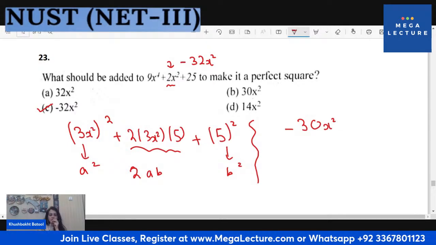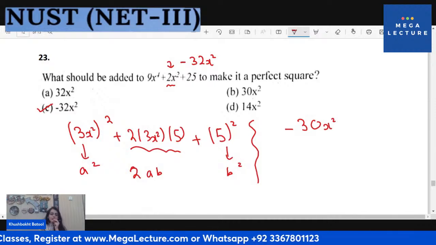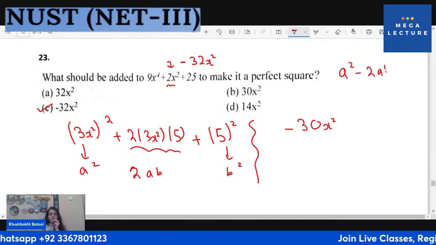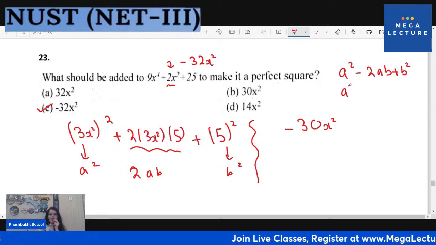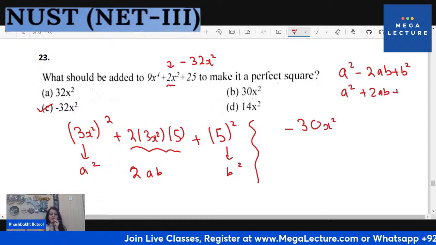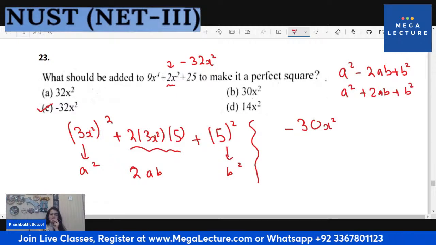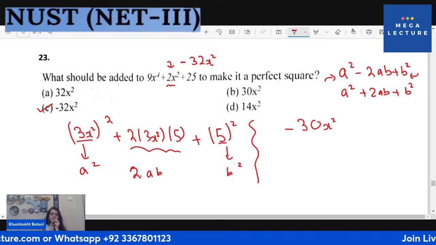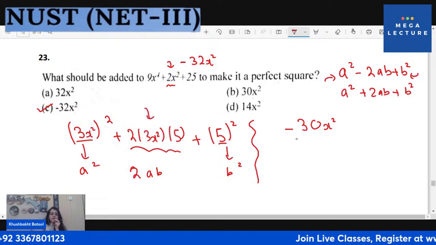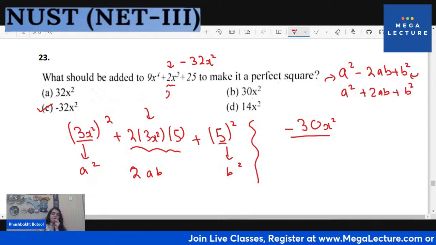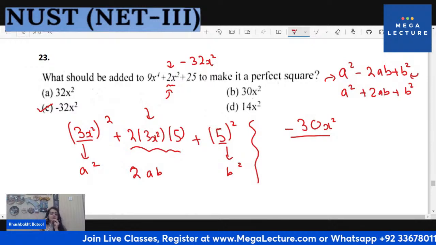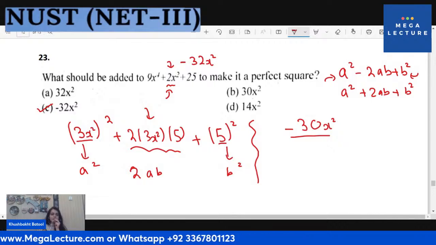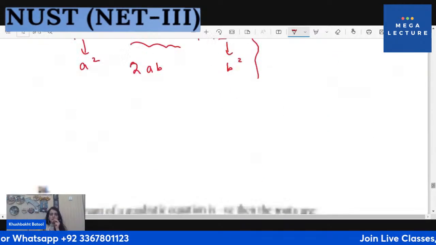So it was a simple question, but it was a bit technical. You were supposed to find the perfect square. We know that a squared minus 2ab plus b squared and a squared plus 2ab plus b squared are two perfect squares. I first calculated my a and b. That turned out to be 3x squared and 5. Then I calculated what this term should be. This term should be minus 30x squared. I have 2x squared. So I need to add minus 32x squared in order to get minus 30x squared. All right. Okay, let's talk about the next question then.